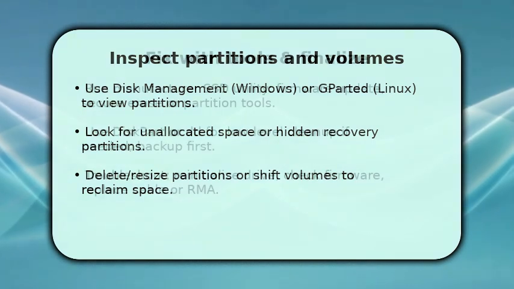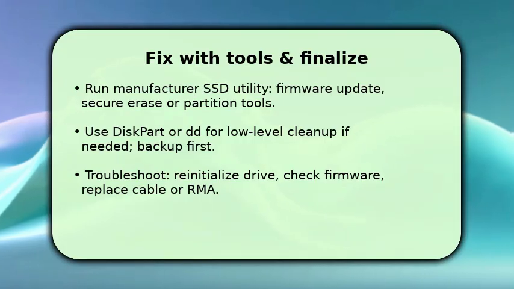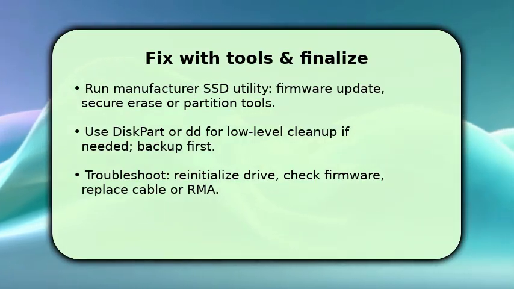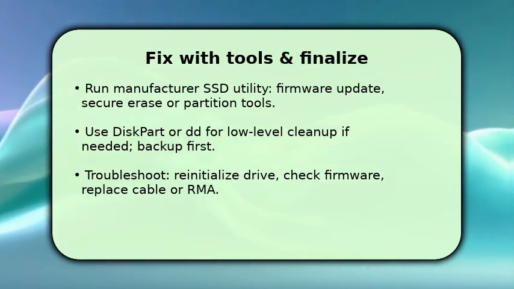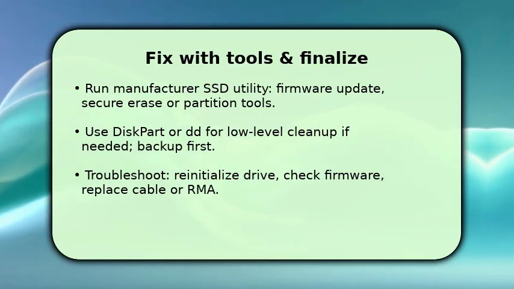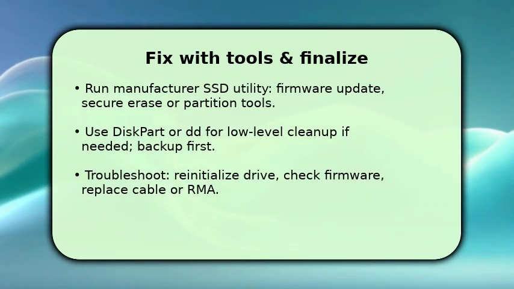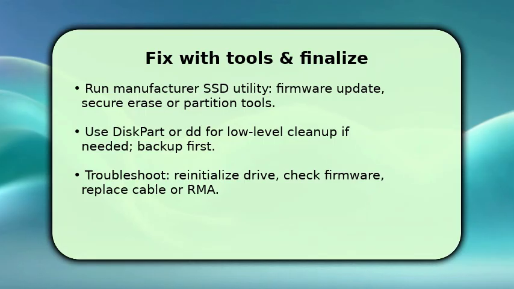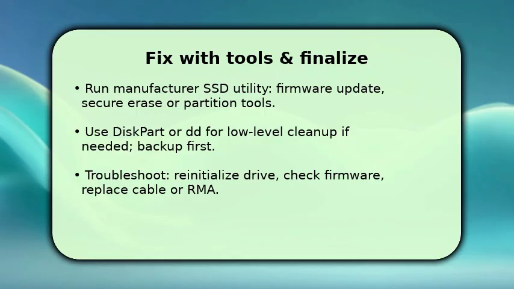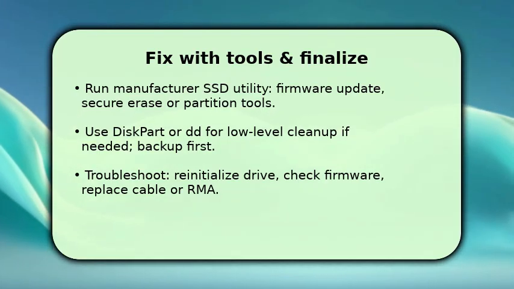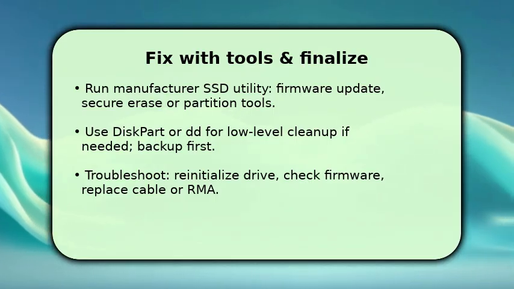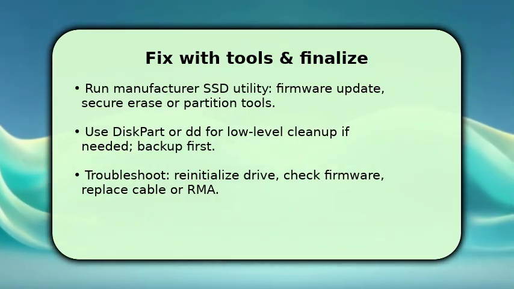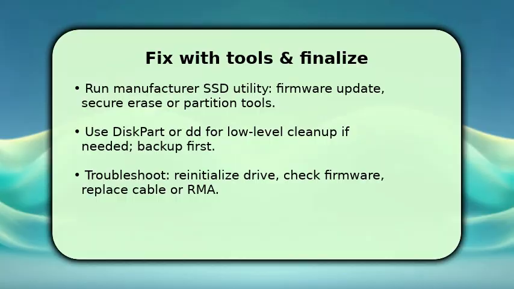Finish by using vendor tools and safe low-level fixes. Update the SSD firmware and run the manufacturer's utility to view drive details and perform a secure erase if partitions are irreparably misaligned. Secure erase returns the drive to factory capacity. If software tools fail, use DiskPart on Windows or dd on Linux to wipe partition tables, then reinitialize and create new partitions. If the firmware still reports less capacity, swap cables, test in another system, and consider RMA as the final troubleshooting.